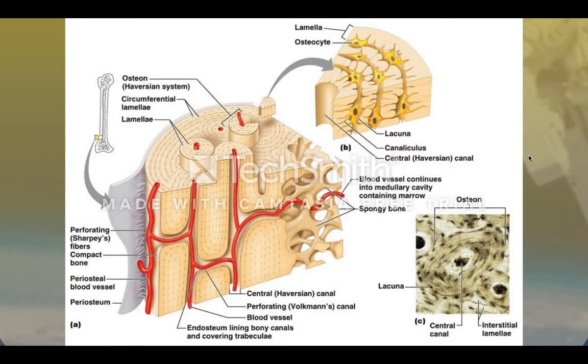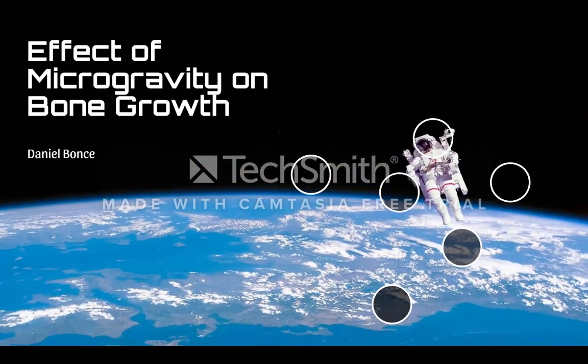Surrounding each layer of lamellae are gaps or spaces called lacunae that house your mature osteocytes. And osteocytes are an important cell that help regulate your bones, and they monitor and maintain your bone matrix. And we'll talk about them a little bit in further detail. On to the next topic.